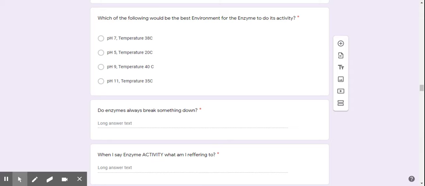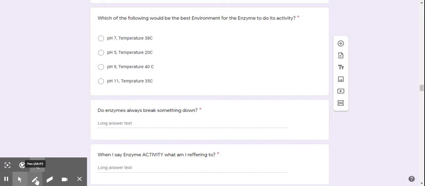Enzymes do not always break something down. What they do is they speed up a reaction by lowering the activation energy. So what that means is it depends what's going on in the reaction. Remember this. We have these terms like substrate. Substrate is one of those terms that we had. The substrate goes into the enzyme, but you've got to remember, it depends on what the job that's happening is.